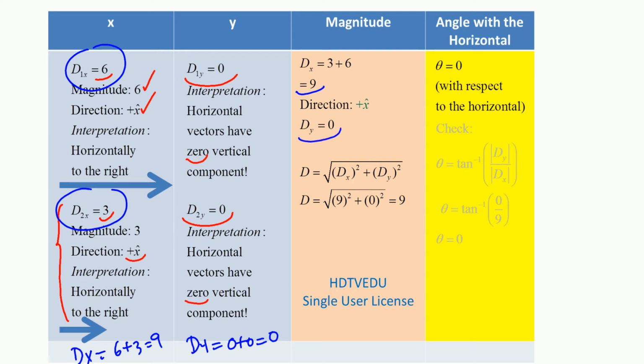So what is the resultant? The magnitude is given by the square root of dx squared plus dy squared. What is dx? 3 plus 6 or 6 plus 3, it is 9. And what is dy? 0. Substitute that and what do we get? The magnitude of the resultant vector is equal to 9. What about the angle? Angle theta is tan inverse of dy over dx. Since dy is equal to 0, you have tan inverse 0, and that is 0.